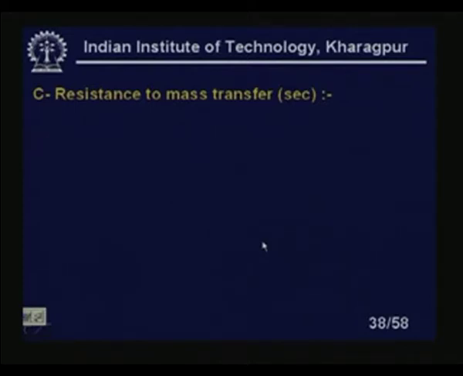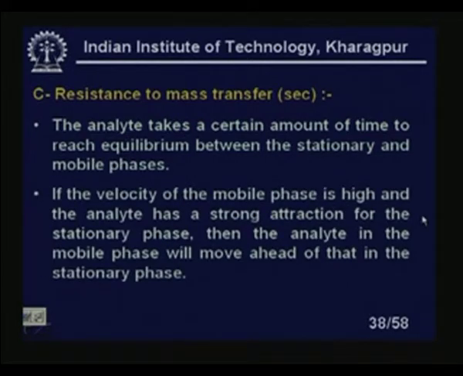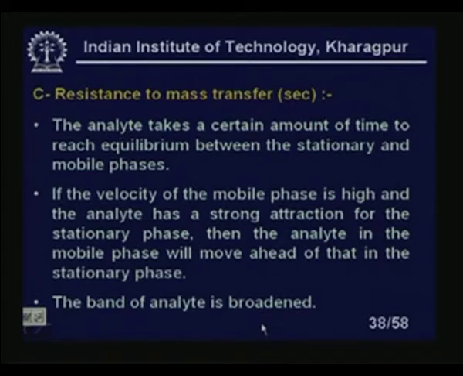Now, resistance to mass transfer, which is component C. The analyte takes a certain amount of time to reach equilibrium between the stationary and the mobile phases. If the velocity of the mobile phase is high and the analyte has a strong attraction for the stationary phase, then the analyte in the mobile phase will move ahead of that in the stationary phase. The band of analyte is broadened again.